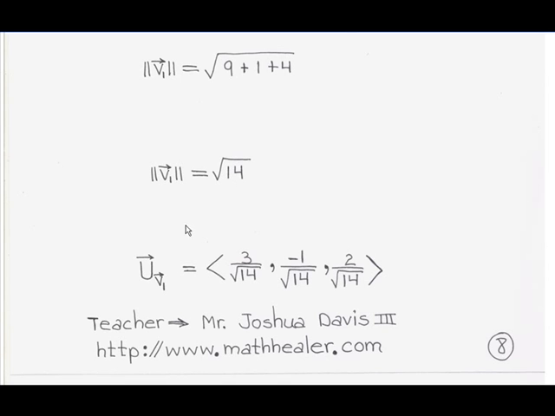Now, to calculate the unit vector of vector V1, we take the magnitude of vector V1 and we divide the coordinates of vector V1 by its magnitude. So the unit vector of vector V1 is now written as 3 over the square root of 14, comma, negative 1 over the square root of 14, comma, 2 over the square root of 14. So now we have just generated the unit vector of vector V1.